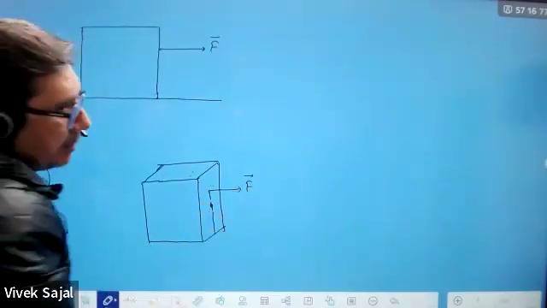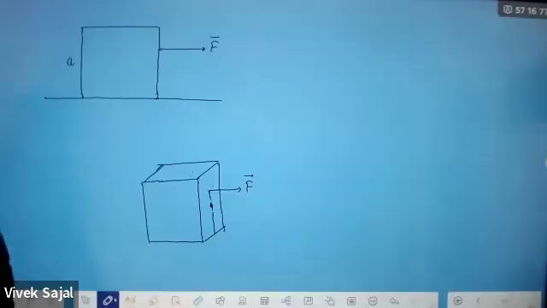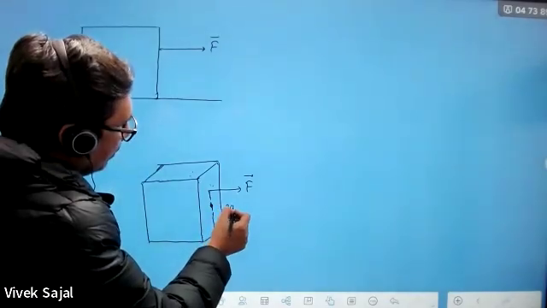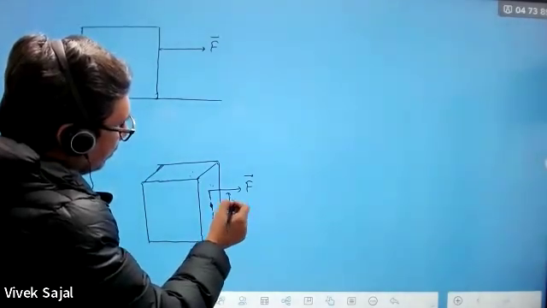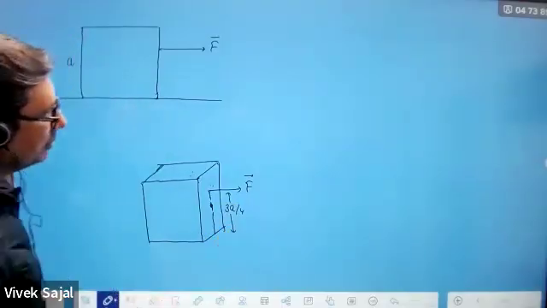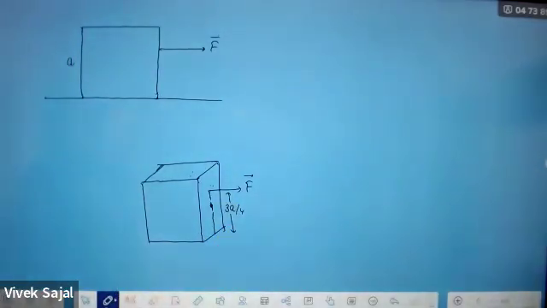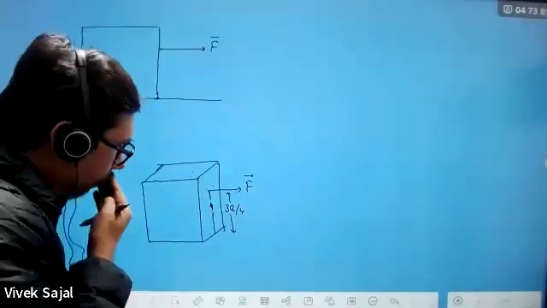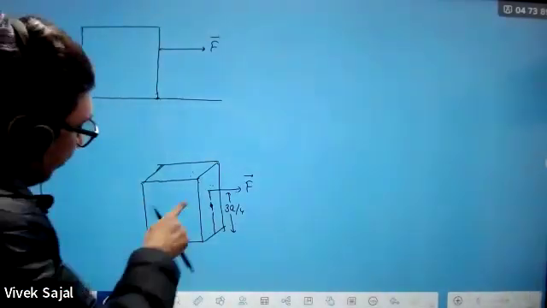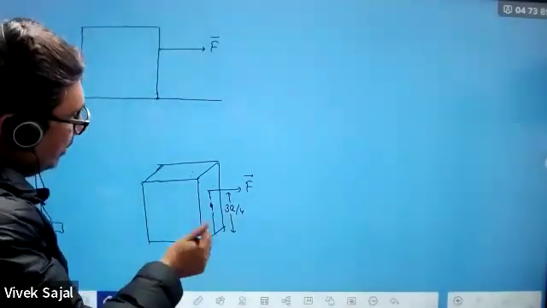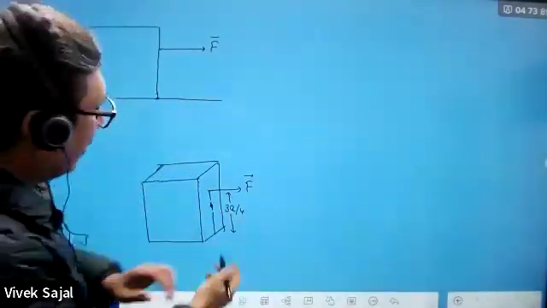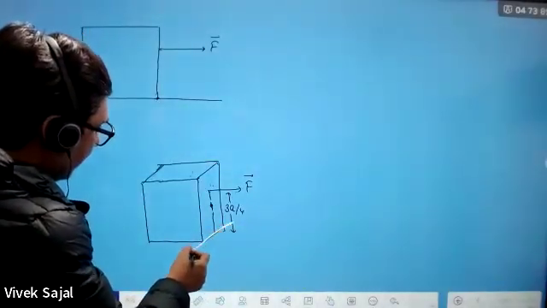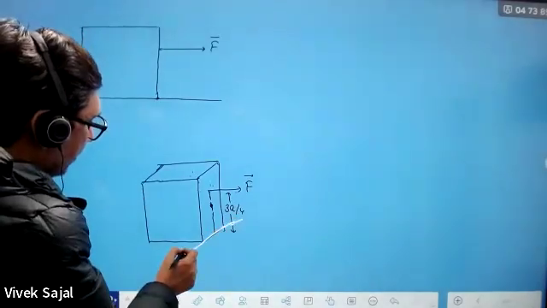Okay? At what height are you going to apply the force? That is 3a by 4. What is this? This is 3a by 4. So you are applying a force on it and you want to rotate this. By applying this force, you want to rotate this cube like this about this edge. This is the edge about which you want to rotate this. I want to rotate this in this way.